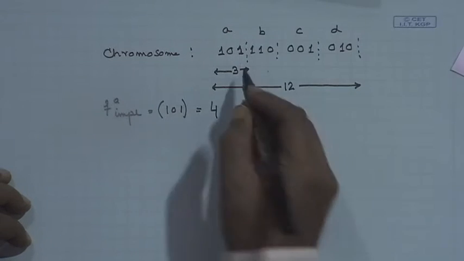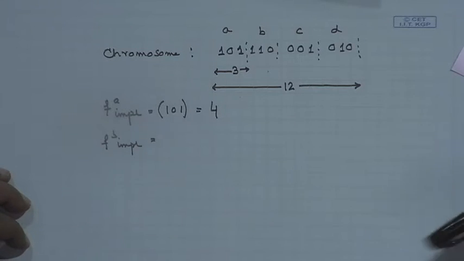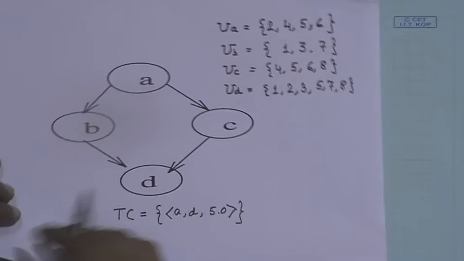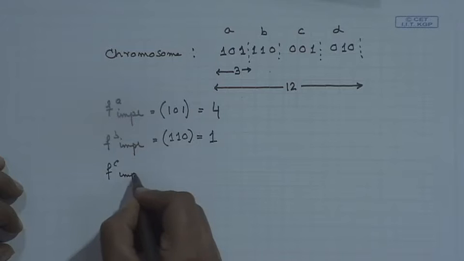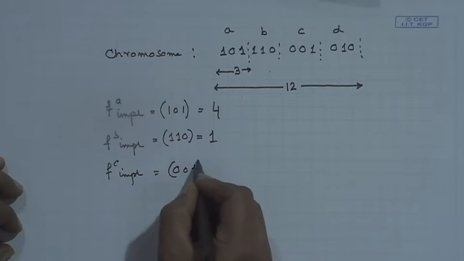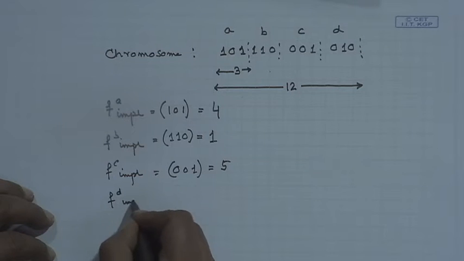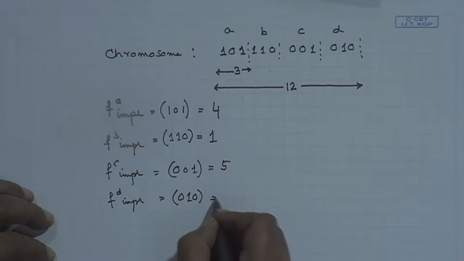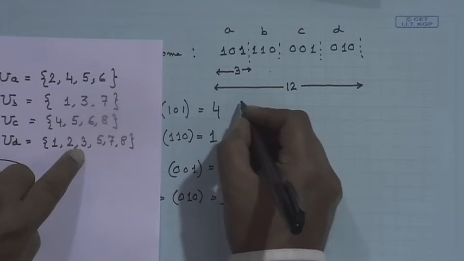Okay. So, similarly, B's implementation is 110, and suppose 110 is 1, because for B, 1 was one of the possibilities of implementation. Okay. Similarly, if C implementation is 001, which will be 5, and if D implementation is 010, and that is 3. So, 4 1 5 3, I can see that for A, 4 was a candidate, for B, 1 was a candidate, 5 was a candidate, and 3 was a candidate. So, there is one possible solution.